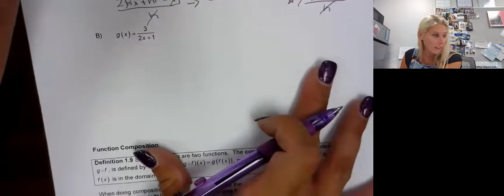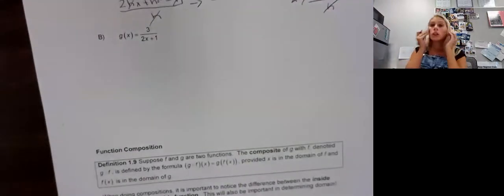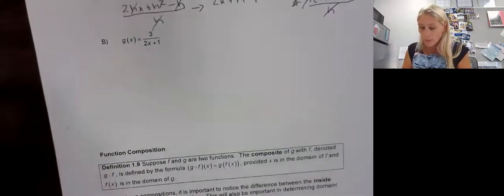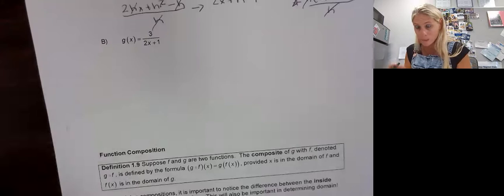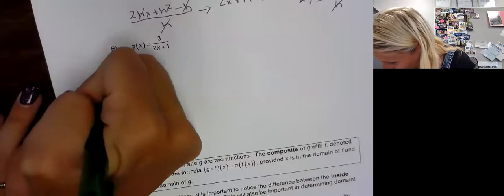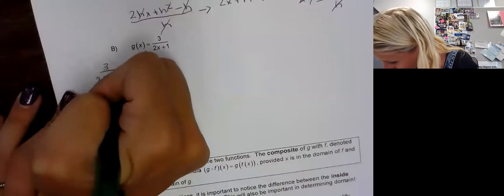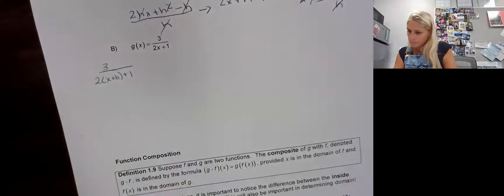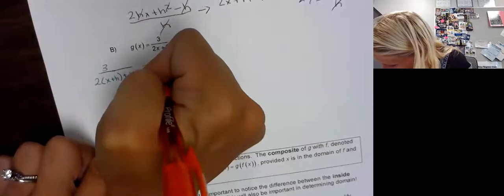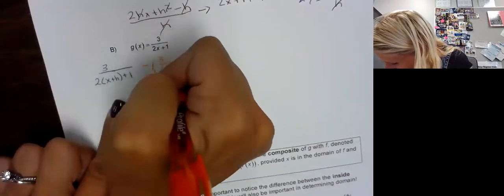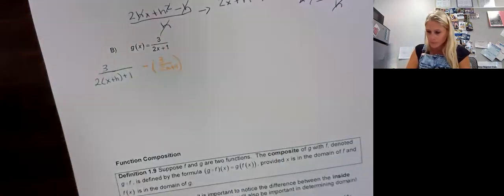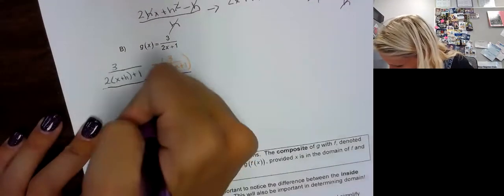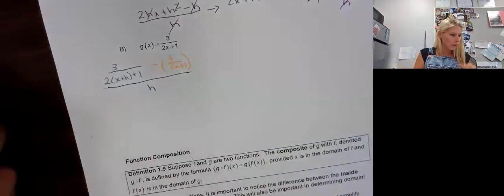Okay, B, this one's going to get a little bit more complicated, so watch your algebra. I'm going to put the green because I'm replacing x with x plus h. So I get 3 all over 2 times x plus h plus 1. That's my x plus h minus 3 over 2x plus 1, all over h. Whew, getting a little complicated here.